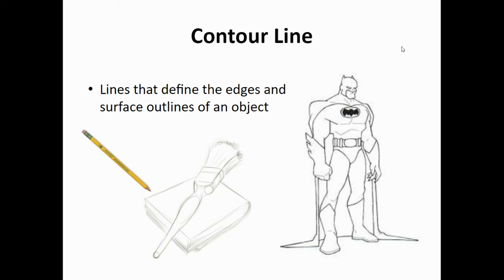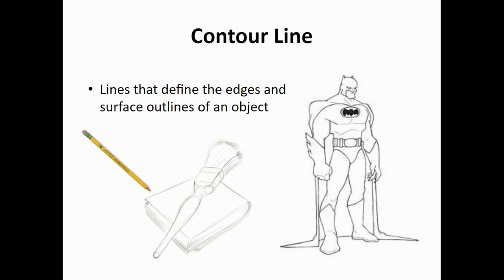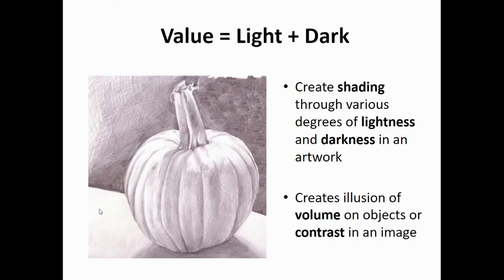So now that we've defined a still life, let's talk about different drawing techniques. One of the first drawing techniques you're going to be learning about today is contour line. A contour line is a line that defines the edges and the surface outlines of an object. So if we look at Batman and this drawing of a brush and a book here, you notice it's defined just by lines. There's no color and there's no lightness or darkness or shading. So a contour line means it's just made up of lines defining the object.